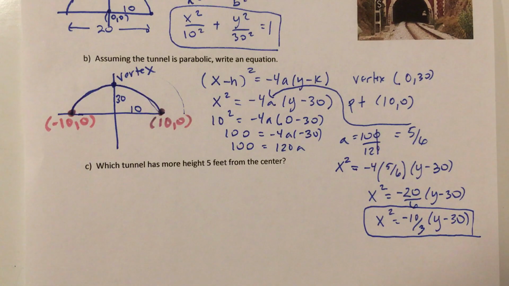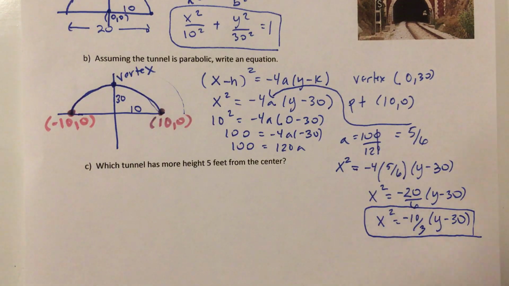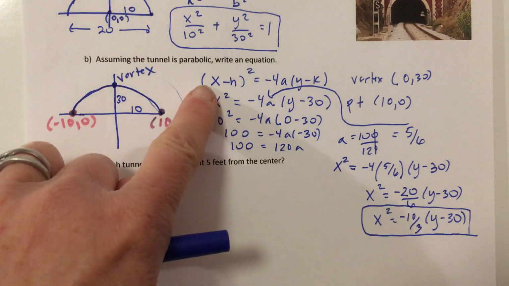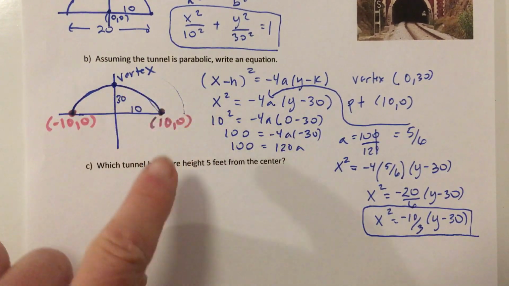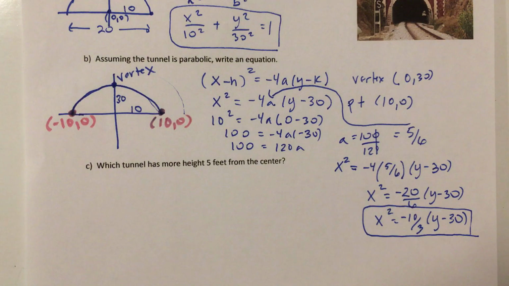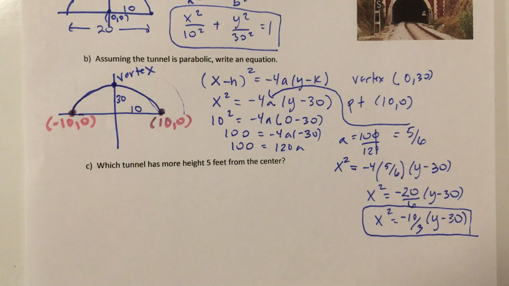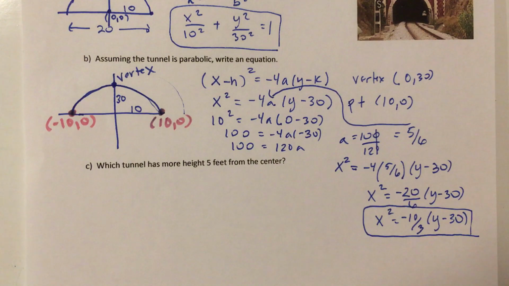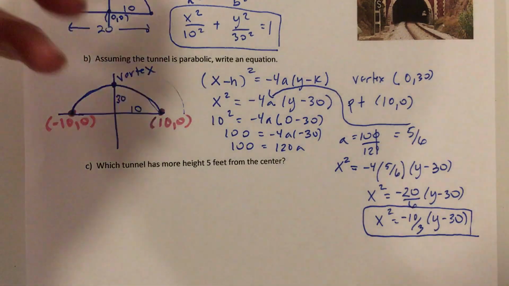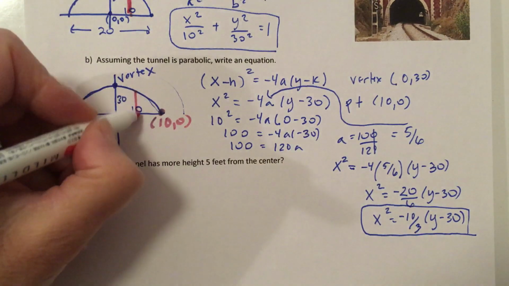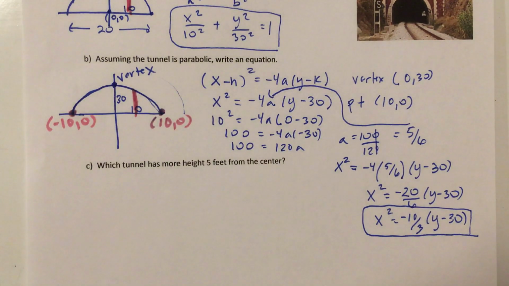Again, to find the equation of an ellipse, use that equation, center is 0, 0. This one, parabola opening down, plug in the vertex, plug in an additional point. Now we have two equations, one for the ellipse, one for the parabola. It says which tunnel has more height 5 feet from the center. If you were a truck, it would matter if you could clear it. So 5 feet from the center is halfway. How tall is that? And how tall is that? That's kind of what they're asking.